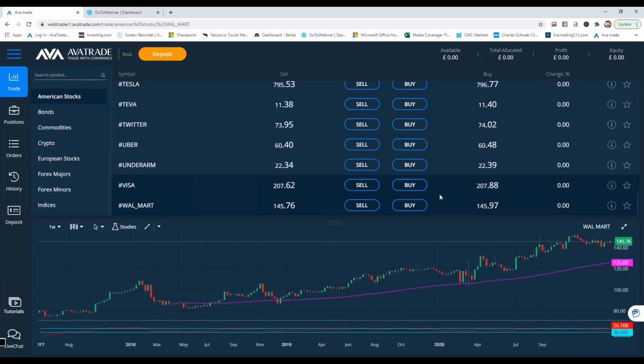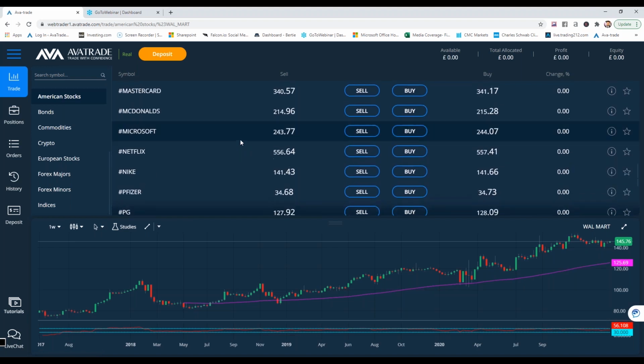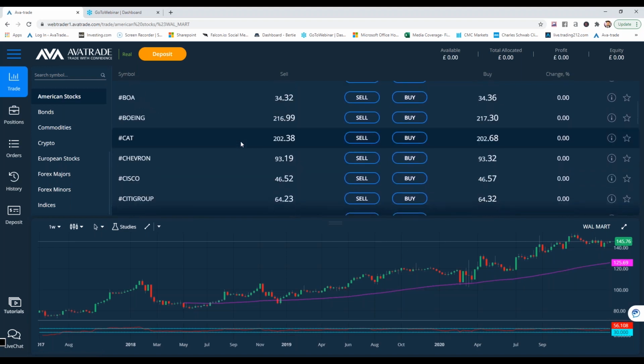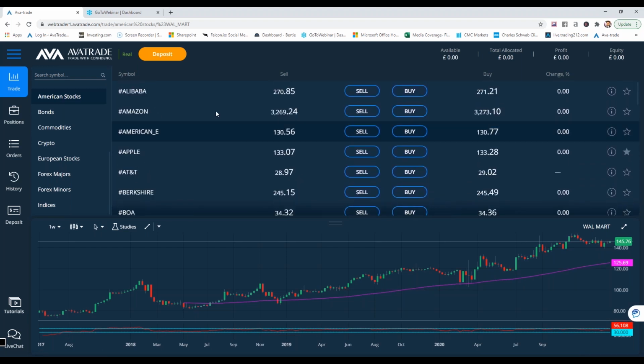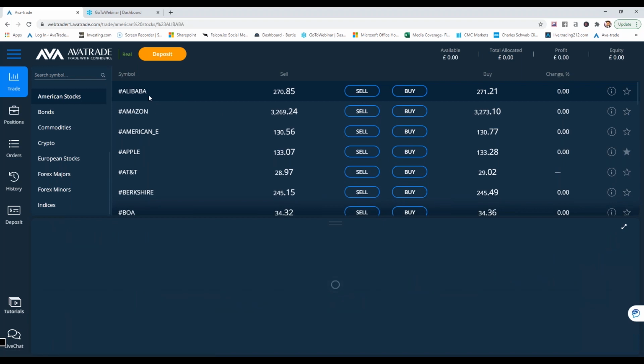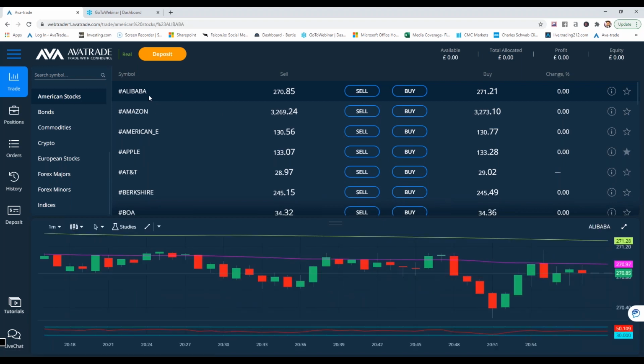In order to do that, I am going to flip my platform to AvaTrade. From AvaTrade Go, I'm sure you already know that over here you have your American stocks. Now we are going to start looking at some of the stocks from here. Obviously, Alibaba is your e-commerce stock, and it works very much like Amazon. Alibaba is like that over in China.